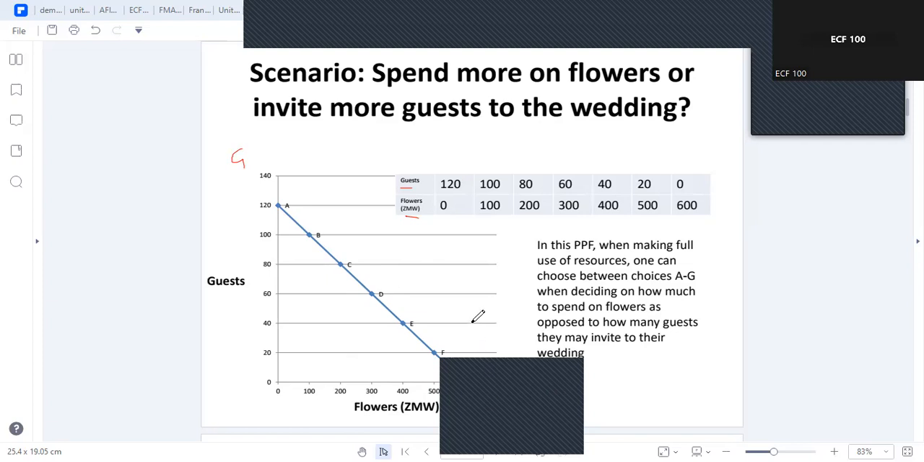Now we'll be asked to calculate our opportunity cost, our trade-off. Since this is linear, we assume that at every point the slope is the same. So this is 120 minus 0, divided by 0 minus 600. So you're going to have 120 divided by negative 600. What do we get?